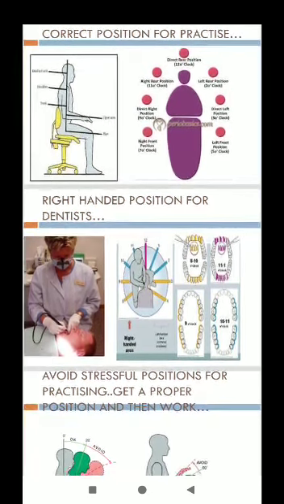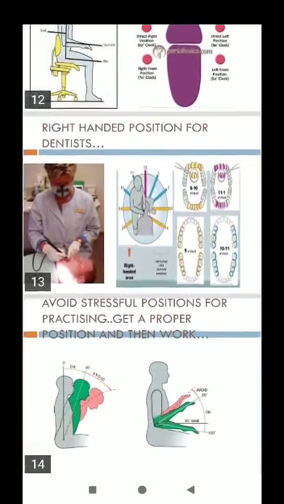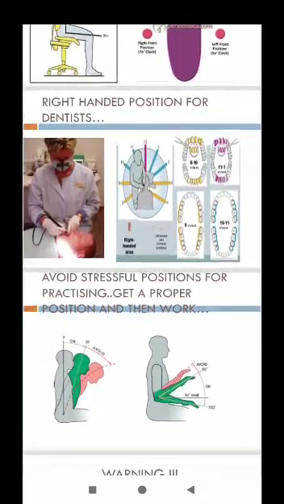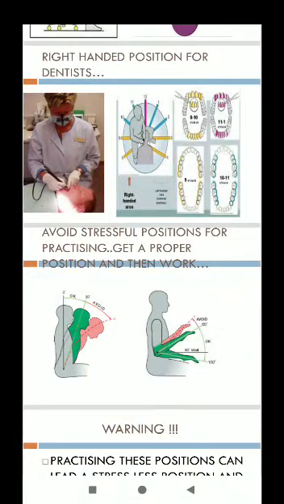In general, we see that the right-handed position is practiced by most dentists. So avoid stressful positions for practicing. Get a proper position and then work. In the following figure, you can see which is to be practiced and which is to be avoided.